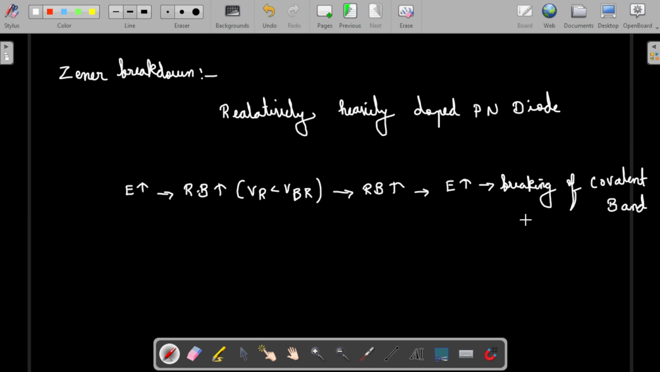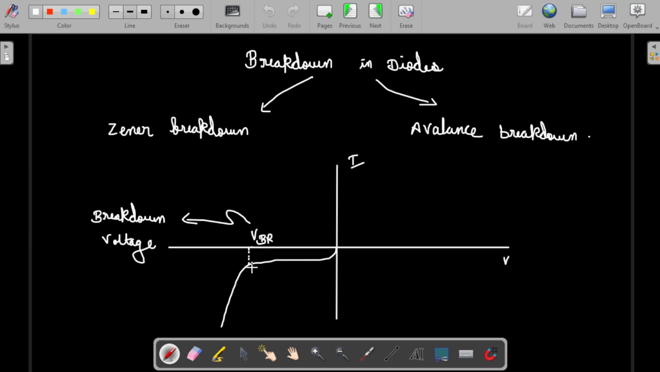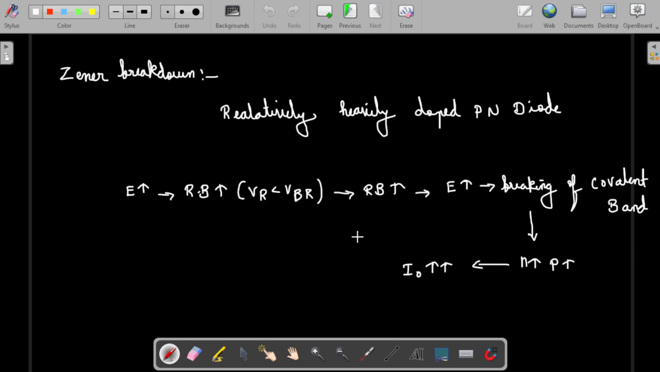inside the depletion region. Once this is done, the carrier concentration will increase rapidly. Because of this, n and p will increase rapidly inside the depletion region. This will make I naught increase tremendously. So this is how the current increases after the Zener breakdown. Here you see the current keeps on increasing, right? This is because of this behavior only. So this is how Zener breakdown usually works.